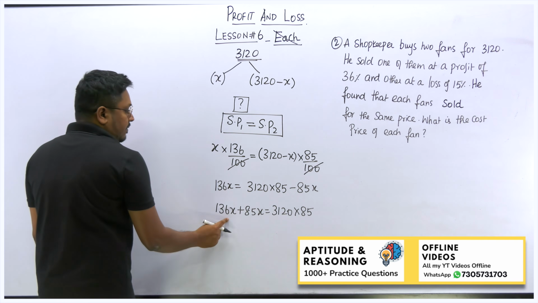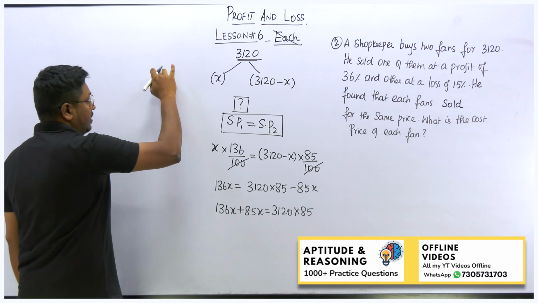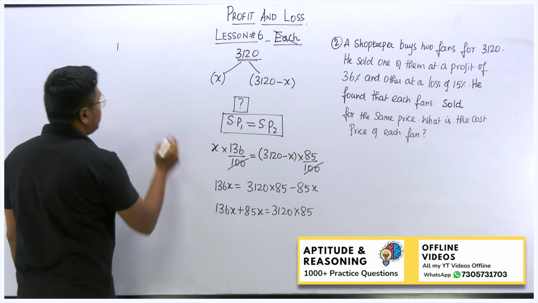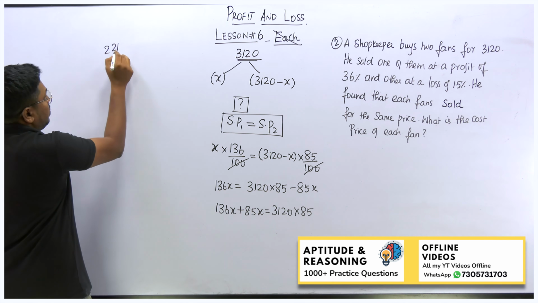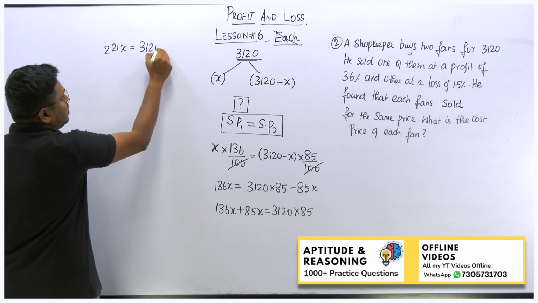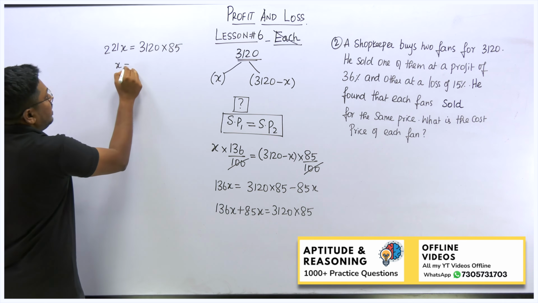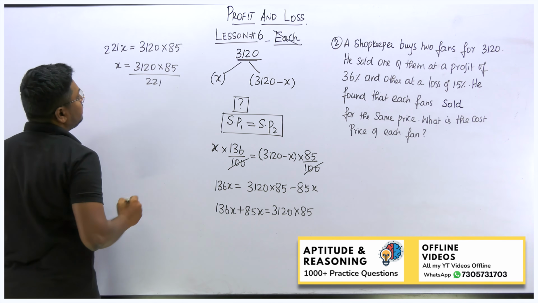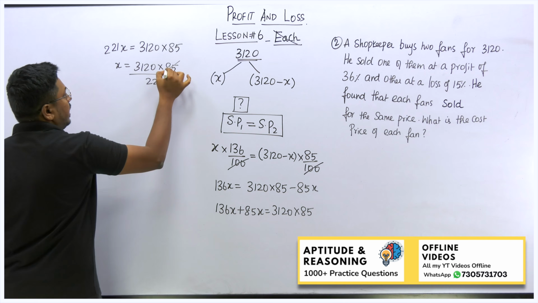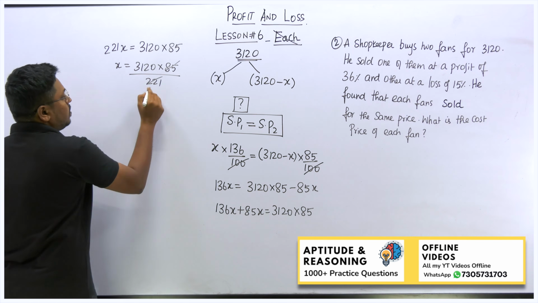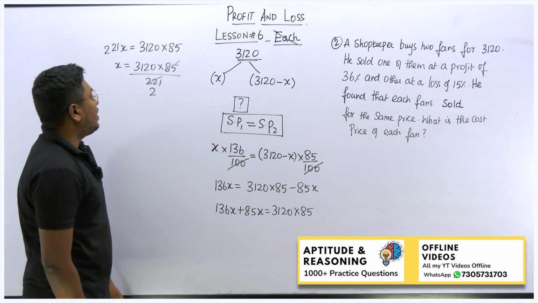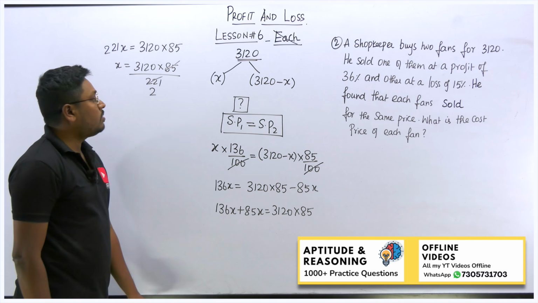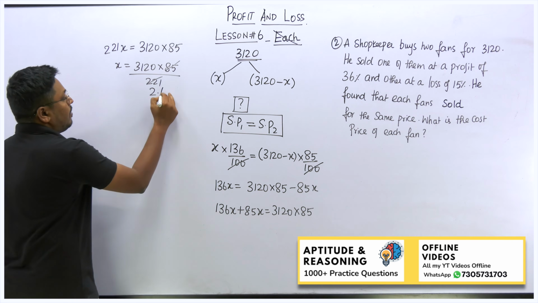So now 136 plus 85 will be 221. Again, 221x is equal to 3120 into 85. So x is equal to 3120 into 85 divided by 221. So 85, 2 times will be 170, remaining will be 51. Which will be 6 times, right? So 2.6.